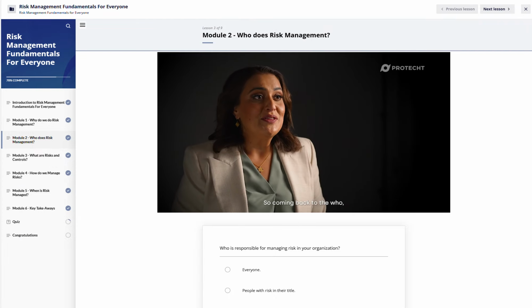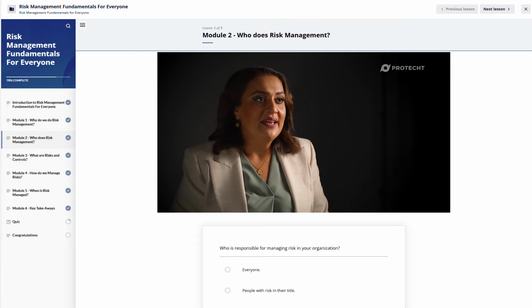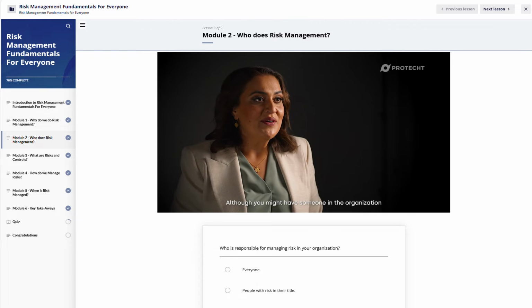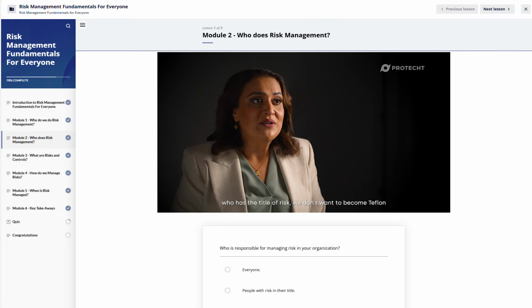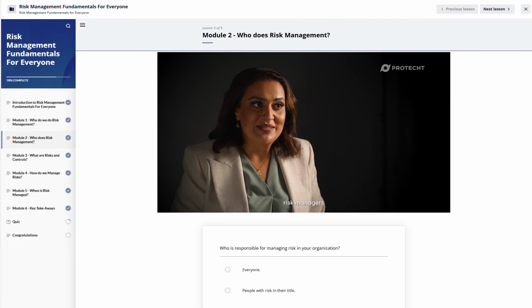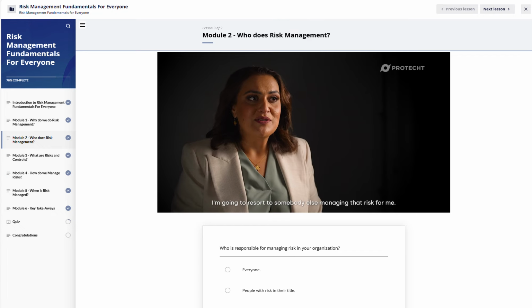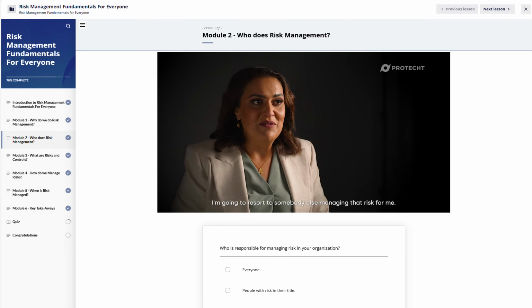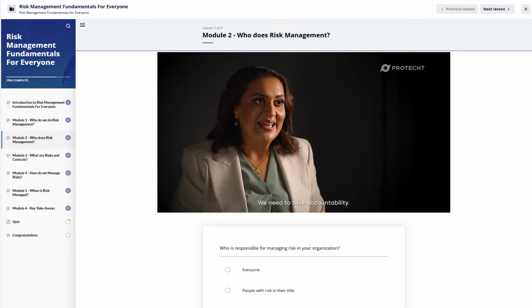So coming back to the who, we are all accountable for risk management. Although you might have someone in the organization who has the title of risk, we don't want to become Teflon risk managers, where we say, I'm going to resort to somebody else managing that risk for me. We need to take accountability.